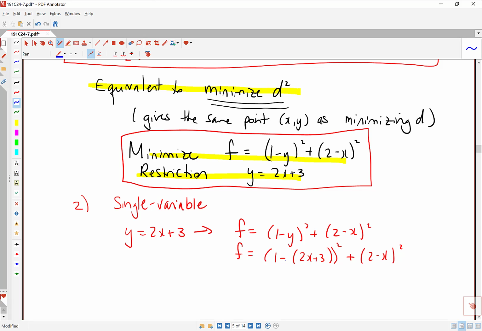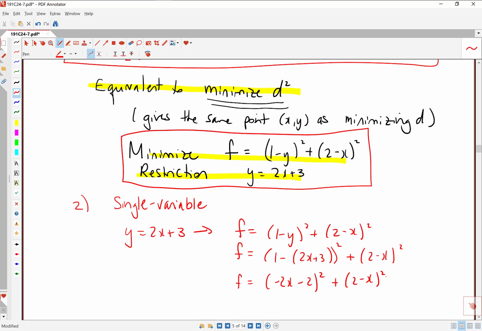If we just look inside the brackets here, we'd have a minus 2x, and we'd have a 1 minus a 3. So that would be a negative 2. So if I rewrite that first term then, we could say f equals (minus 2x minus 2) squared is really what we've got there, plus (2 minus x) squared.